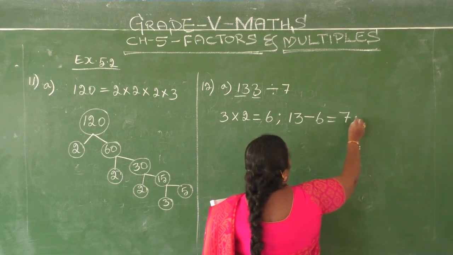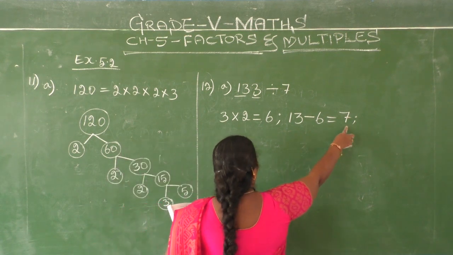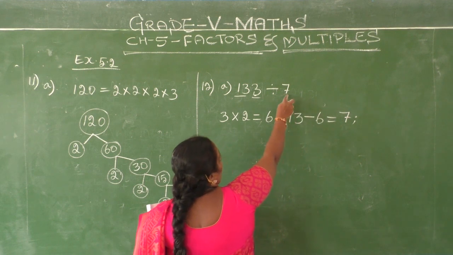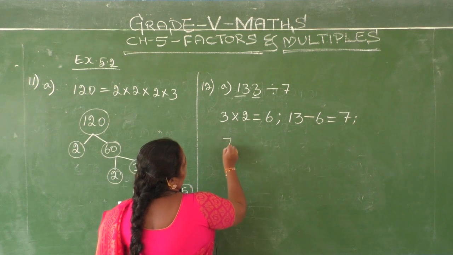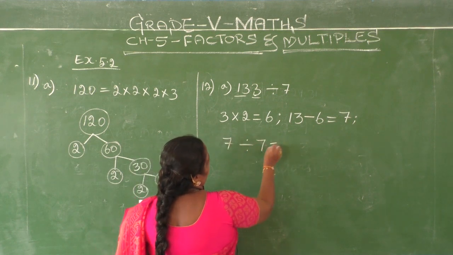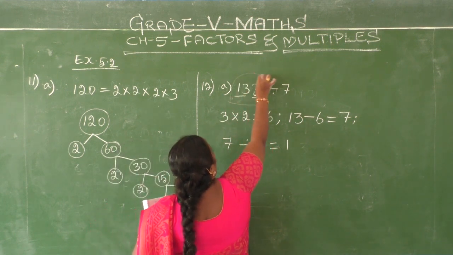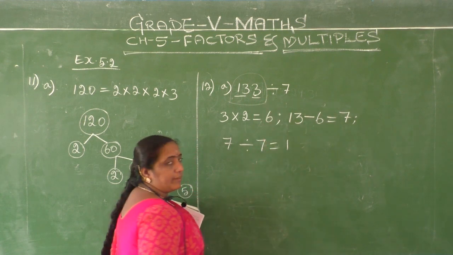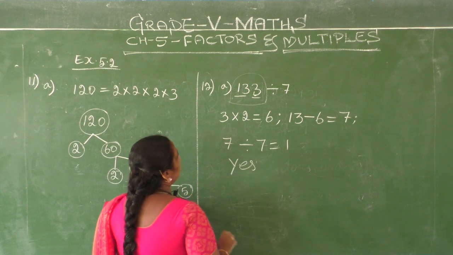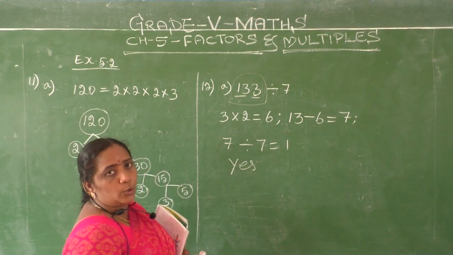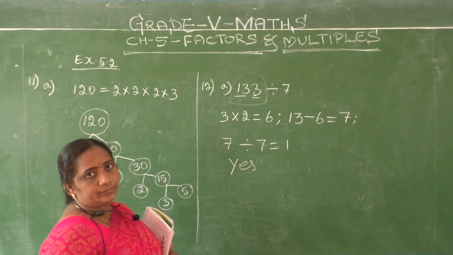Then the third step. What is the third step? The answer is 7, no. So you have to divide this number by 7. 7 divided by 7, one time it will come. That means this whole number will divide by 7. That means yes. For the first one we found out yes. Likewise, for the remaining sums we have to use the rule and find out whether that number is divisible by 7 or not. Okay.